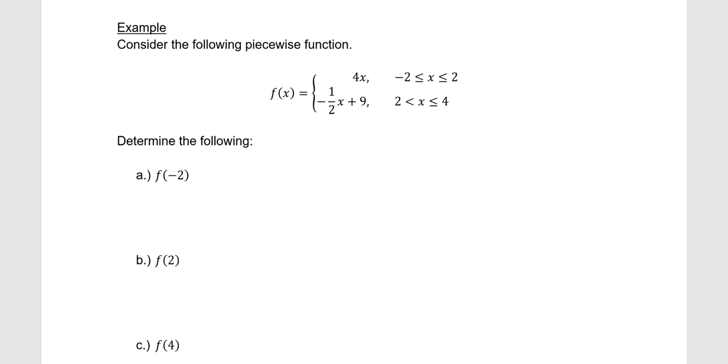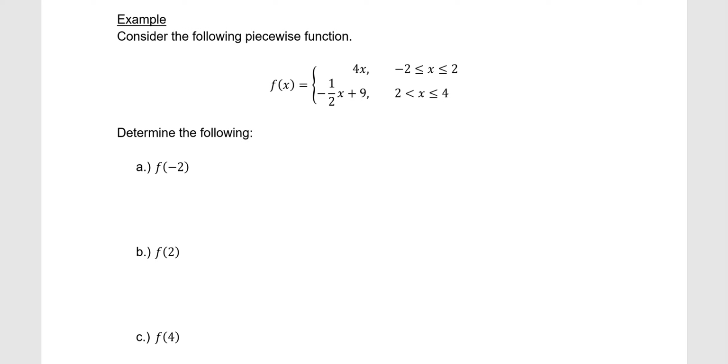Okay, so let's do a couple examples here. So we have this piecewise function f of x, and f of x equals 4x only on the interval from negative 2 to 2, including those endpoints. And then f of x also equals negative 1 half x plus 9, and that is on the interval from 2 to 4, not including the 2, but including the 4. Okay, so let's determine and evaluate the following here. So the first one, we have f of negative 2. So we want to evaluate f of negative 2.